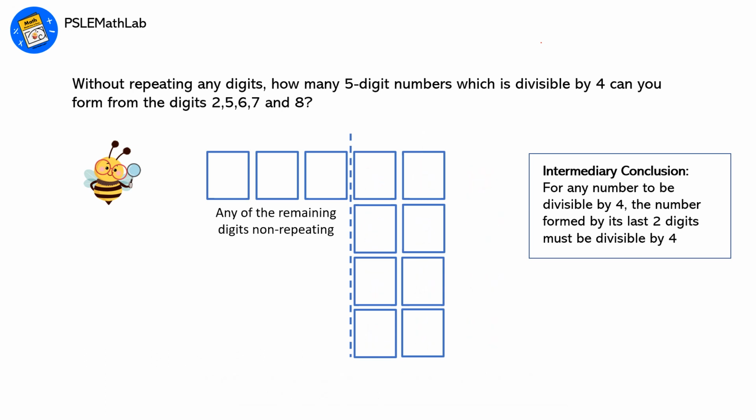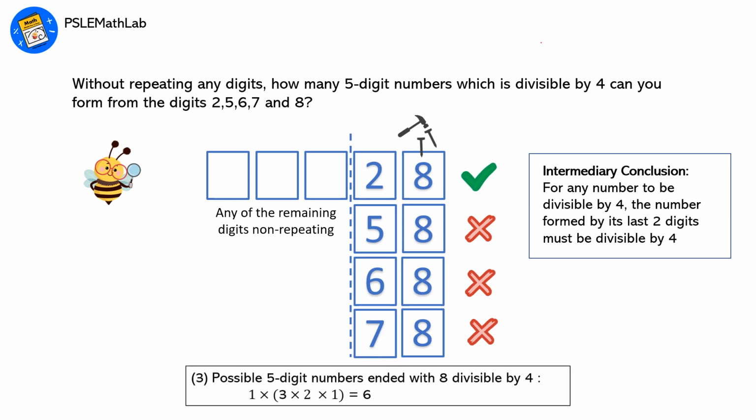And last but not least, we fix the last digit to be 8. And having gone through the previous 2 rounds, we can quickly find out that only 28 is divisible by 4 out of the 4 possibilities, which gives us a total of 1 times 3 times 2 times 1, 6 possibilities to form a 5-digit number that's divisible by 4, which ends with the number 8. So we have finished considering and counting all the possible combinations of 5-digit numbers formed by these 5 digits that are going to be divisible by 4. And as the last step, we only need to add all of these together.